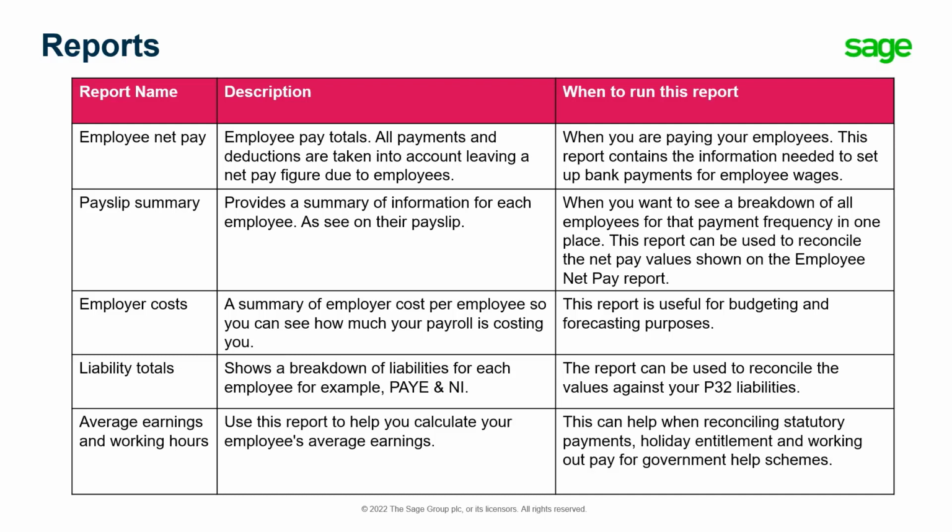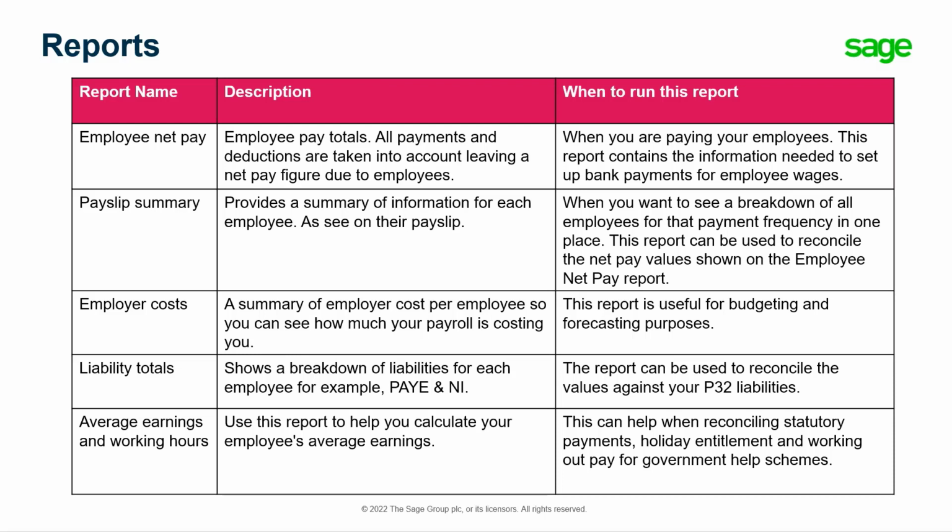The last report that we will look at here is the average earnings report. The average earnings and working hours report will help you calculate any average earnings you might need for any calculations. For example, government help schemes or holiday entitlements. That might be the report that you would use for those.